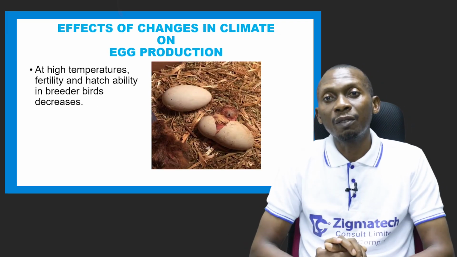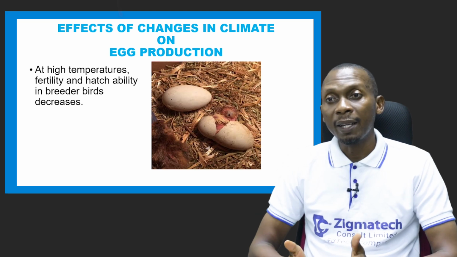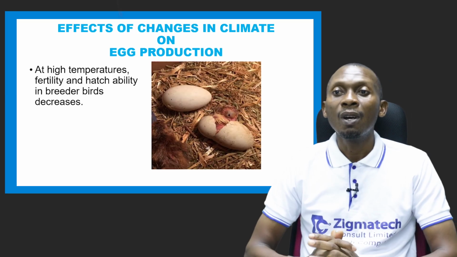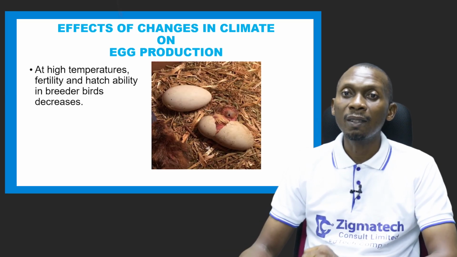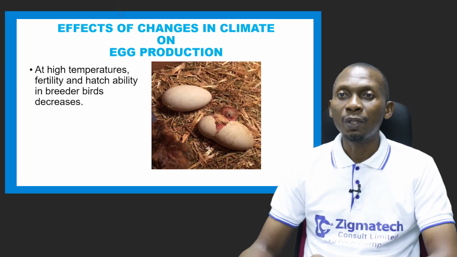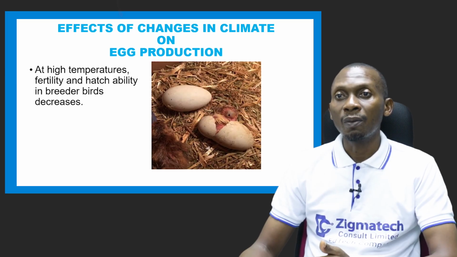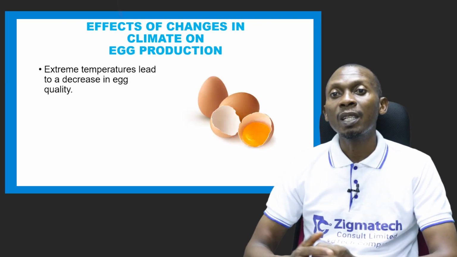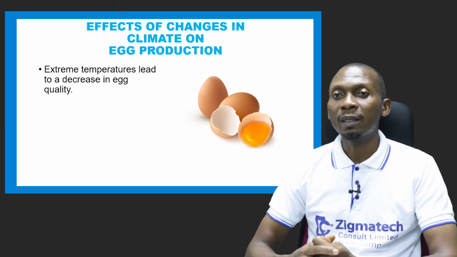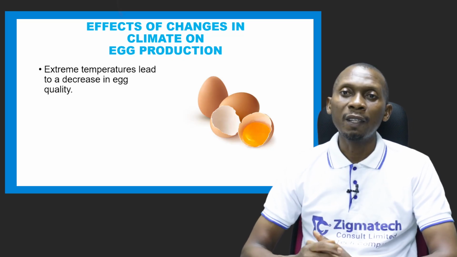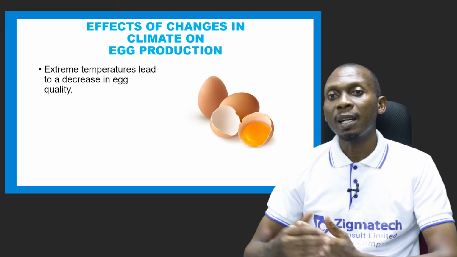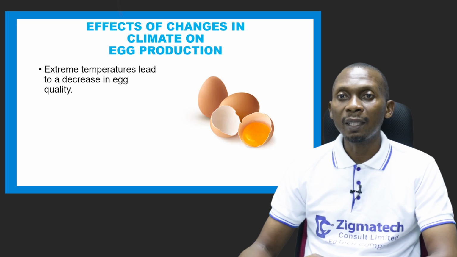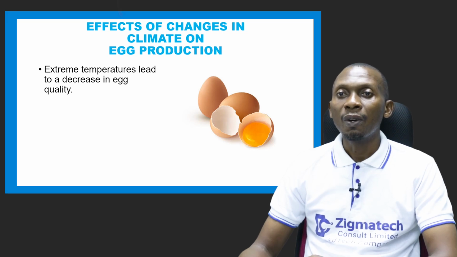At high temperatures, fertility, that's of the eggs, and also the hatchability of eggs in breeder birds also decreases. So this is another negative effect of high temperatures on poultry production because poultry birds lay eggs. Extreme temperatures can also lead to decrease in egg quality. The shelf life of eggs, that's the extent to which they can stay fresh for human consumption, is also decreased. So this is another negative effect of temperature on egg production.